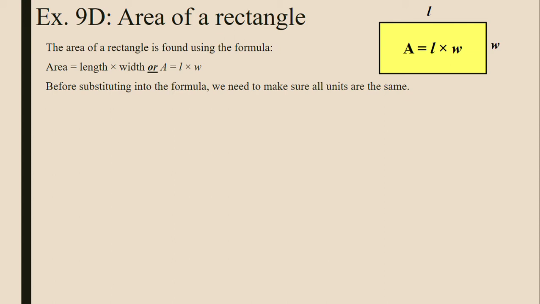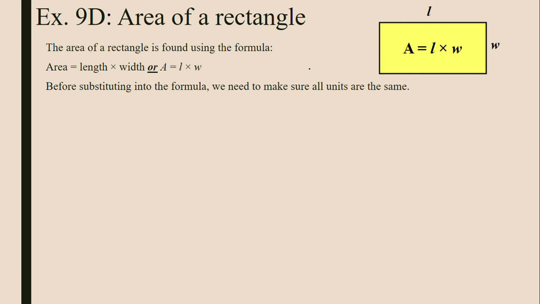Today we're looking at Exercise 9D, Area of a Rectangle. The area of a rectangle is found using the formula area equals length times width, or if we want to represent that algebraically, A equals L times W. So A stands for area, L stands for length, W stands for width. Here on our diagram, I've labeled my length L, my width W, and I've put the formula in the middle so it's nice and easy and stands out.